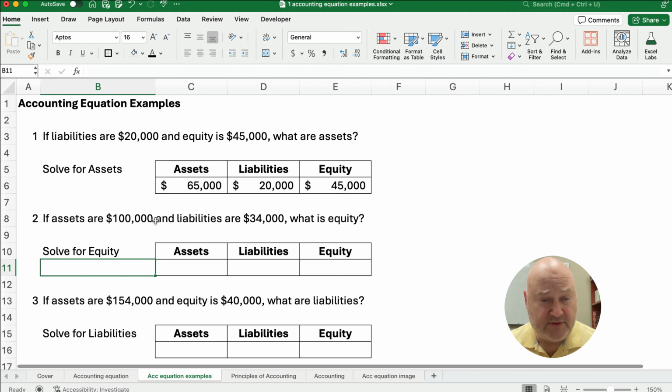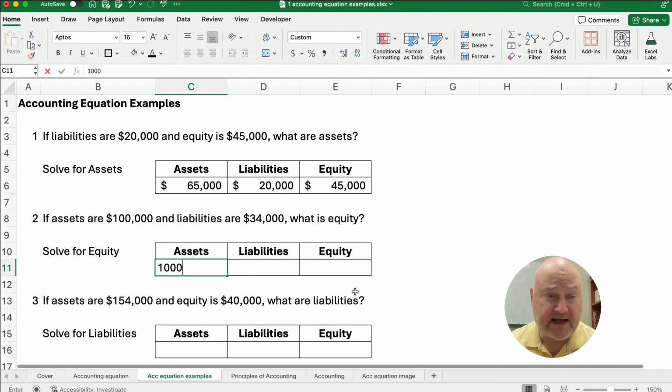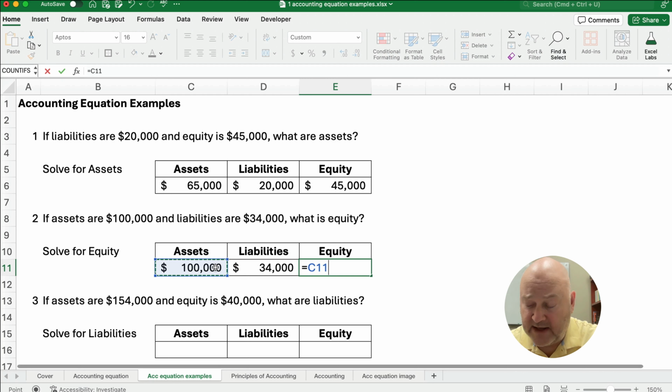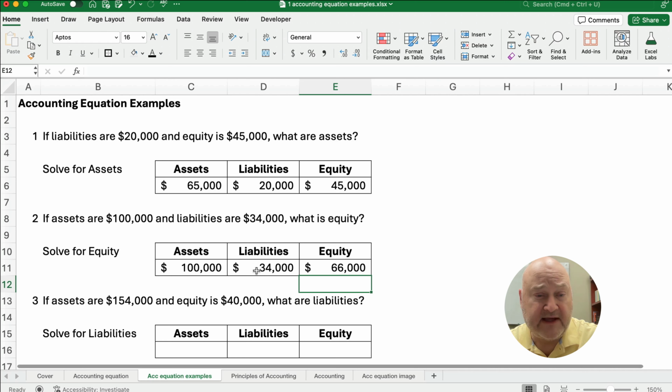If assets are 100,000 and liabilities are 34,000, we're going to solve for equity. So in equity cell, we're going to have a formula. So let's put in what we know. So if assets are 100,000 and liabilities are 34,000, we know the total assets have to equal the total of liabilities and equity. So what we're going to do is start with an equal sign and point to the 100,000 minus the 34,000. That means in this case, if we have assets of 100 and liabilities of 34, then we're going to solve for equity.